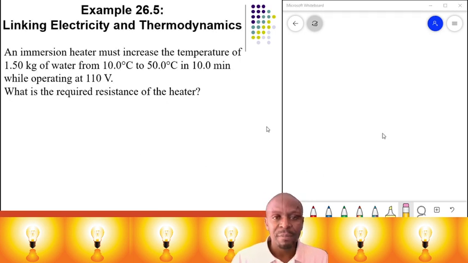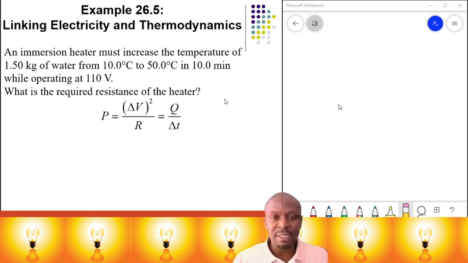Right, now let us also link electricity and thermodynamics. An immersion heater must increase the temperature of 1.50 kg of water from 10 degrees to 50 degrees Celsius in 10 minutes while operating at 110 volts. Now, what is the required resistance of the heater?